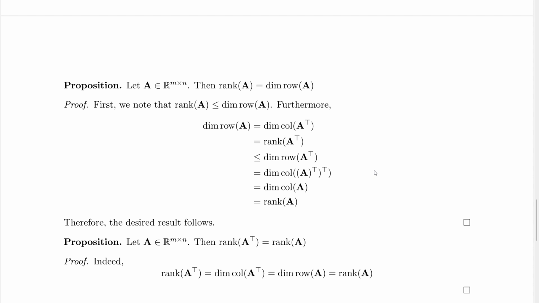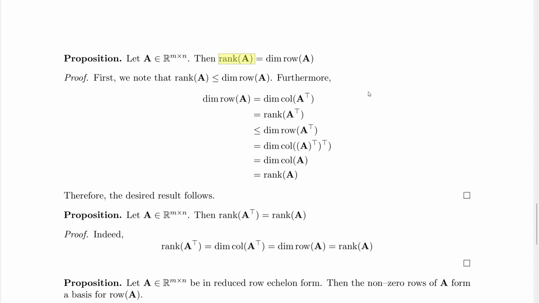Alright, so again, recall what we're trying to aim for. We're trying to aim for a computational method for computing rank. Well, we've now demonstrated that rank is actually equal to the dimension of your row space. And it just so happens that the non-zero rows of a row-reduced echelon form matrix are going to form a basis for the row space.